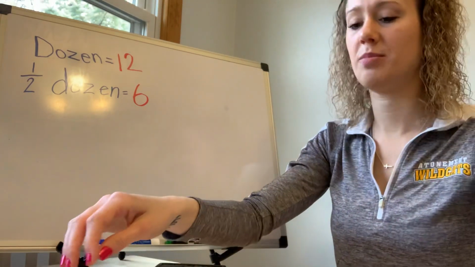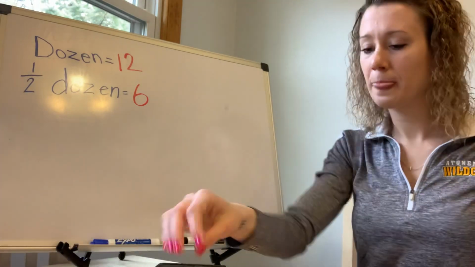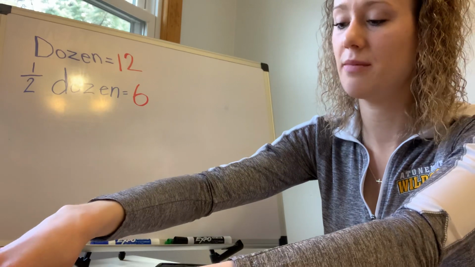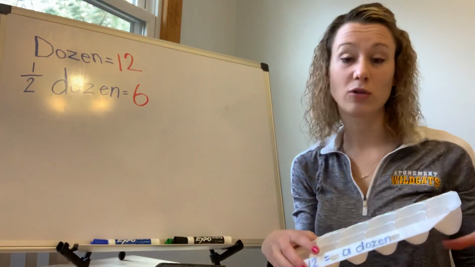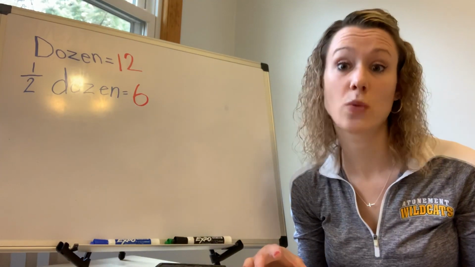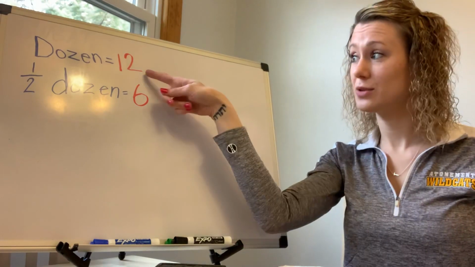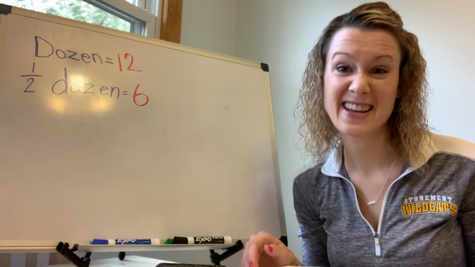Now, we're gonna play a little game. At home, where you are, I want you to tell me how many eggs. I'm gonna hold up the carton. You're gonna tell me 12 or 6. A dozen has 12, a half dozen has 6. Here we go.